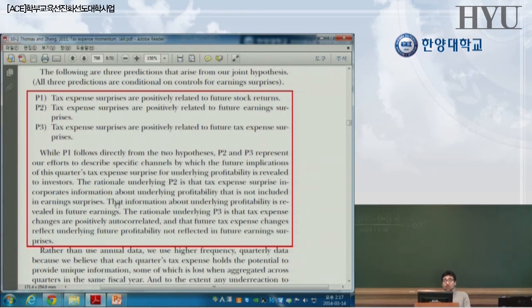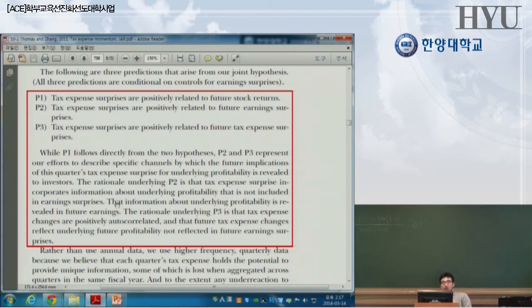So it is their hypothesis. P1: Tax expense surprise is positively related to future stock return. Okay, if we have a tax expense surprise, then it will increase future stock return, so we will be able to make money. P2 and P3 are the reason why.